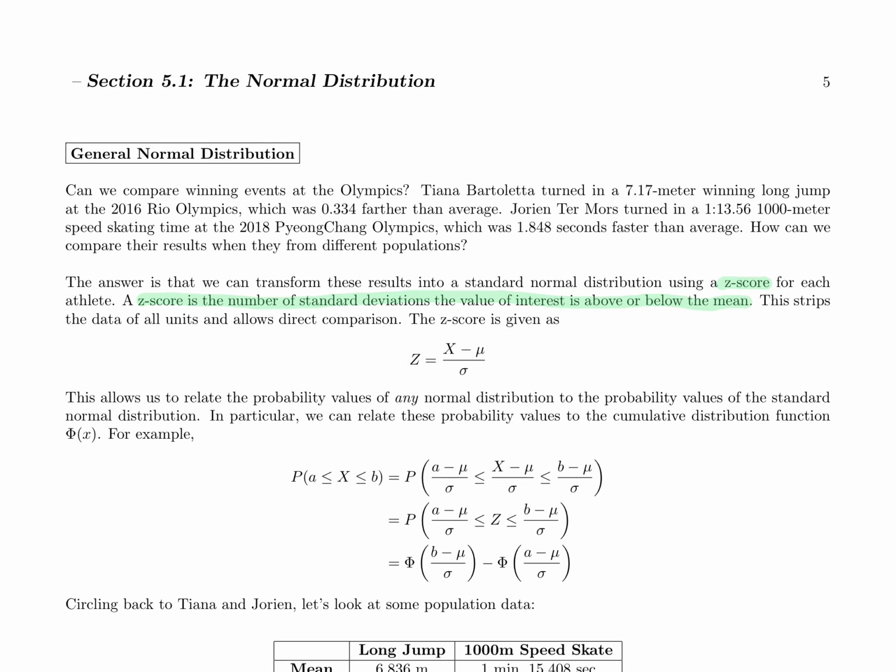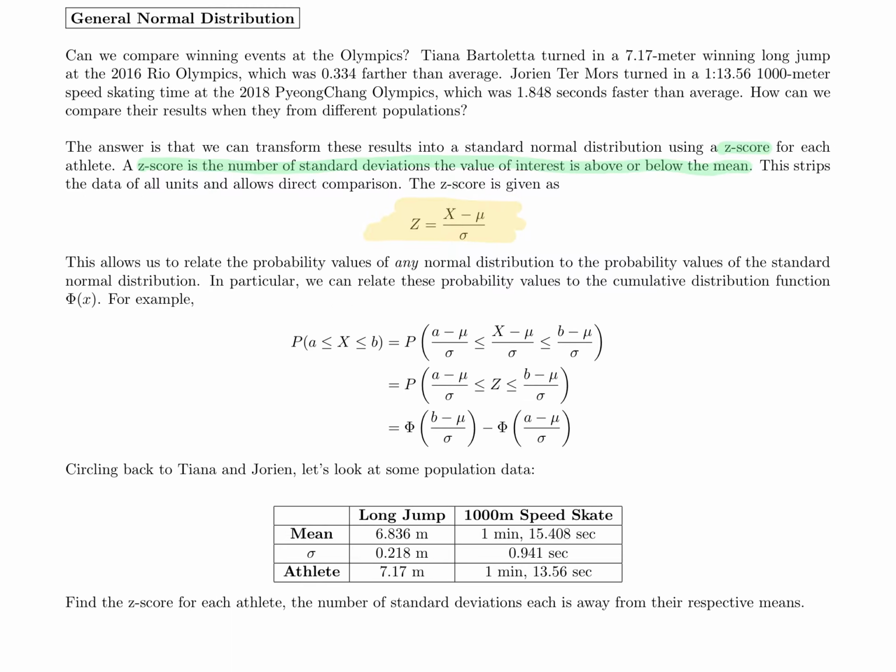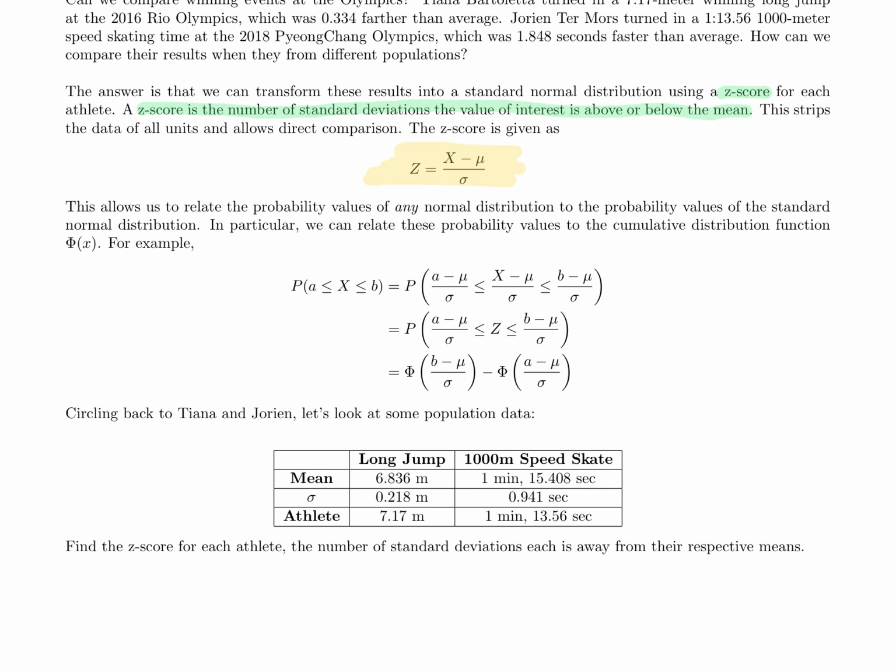So how do I find my z-score? My z-score is x minus mu divided by sigma. Not sigma squared, sigma. So this allows us to relate the probability values of any normal distribution to the probability values of the standard normal distribution. In particular, we can relate these probability values to the cumulative distribution function phi.